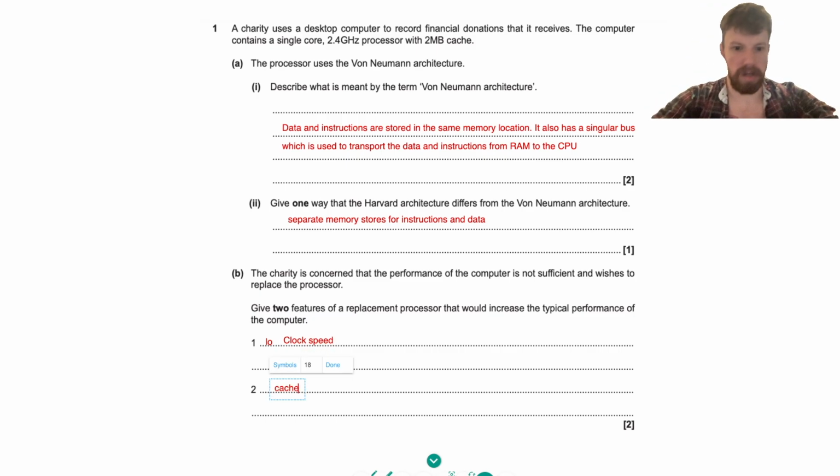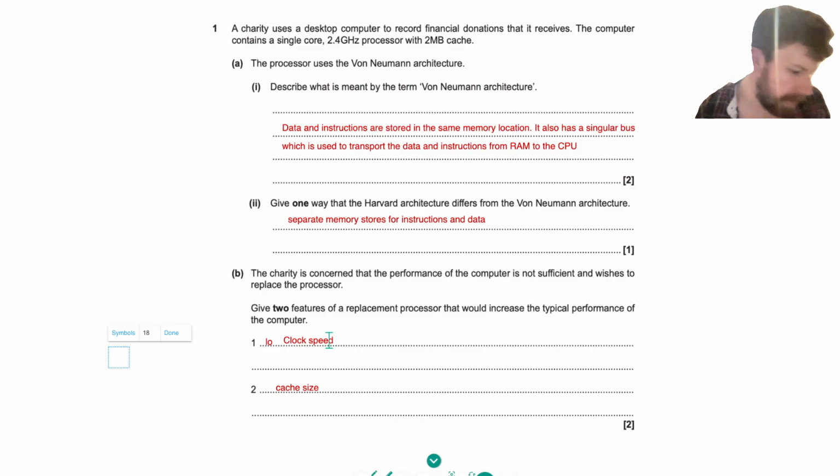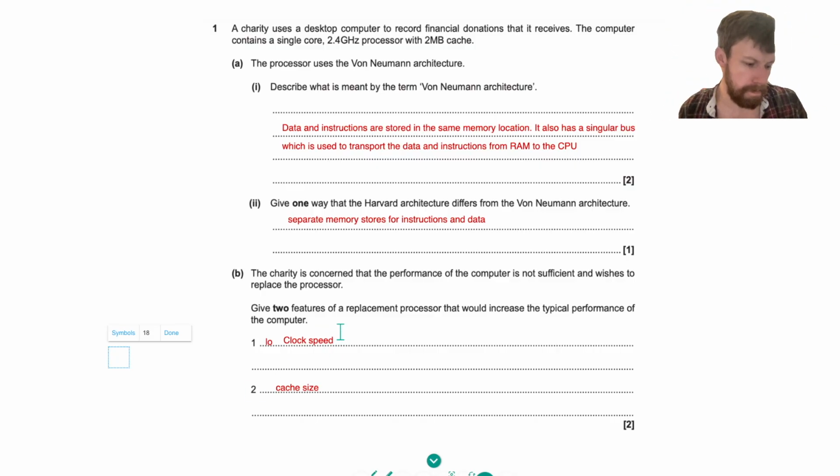You could also say cache size, multiple cores. More of an A-level one is about word size as well. If the word size is larger, then that can affect the performance slightly better.